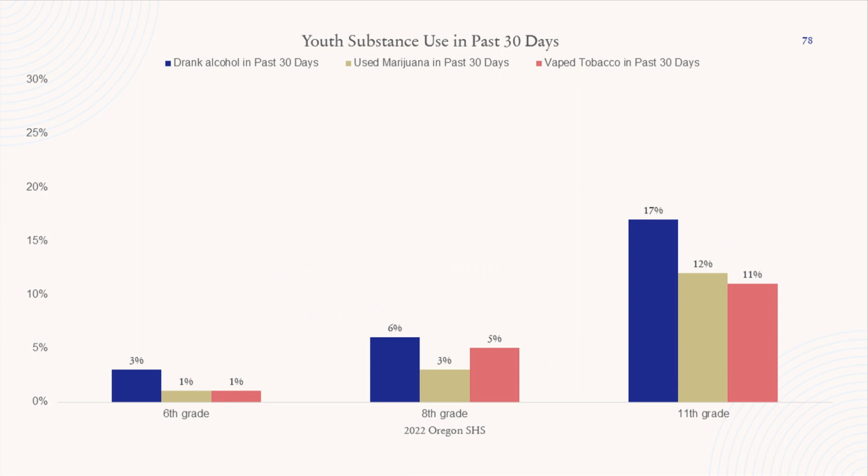Here we can see each of the 6th, 8th, and 11th grades and their reported substance use in the past 30 days. So the blue bar is the percentage of youth who reported that they drank alcohol in the past 30 days. Tan is marijuana use, and pink is vaped tobacco in the past 30 days. And we can see that the rates of substance use increase across grades, with 11th graders reporting the highest rates across all substance use categories.